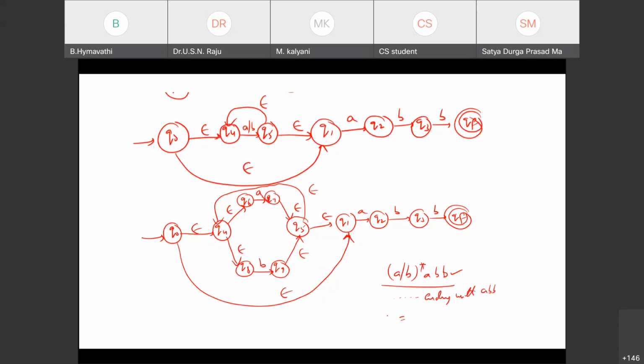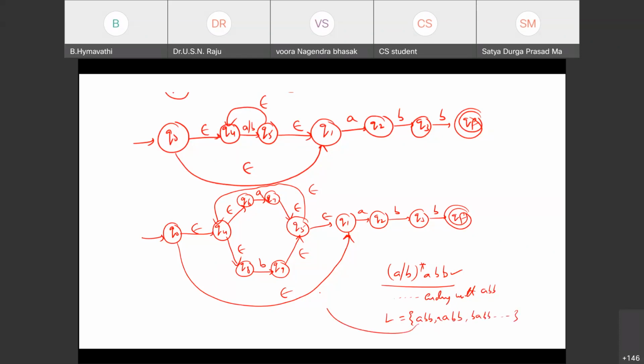Then can you tell me the strings in that language? What is the minimum length string? Three, sir. Minimum length string is 3. What is that string? ABB. That means the starting can be anything, but the ending must be ABB. So this is ABB, then this is BABB, and so on like this.